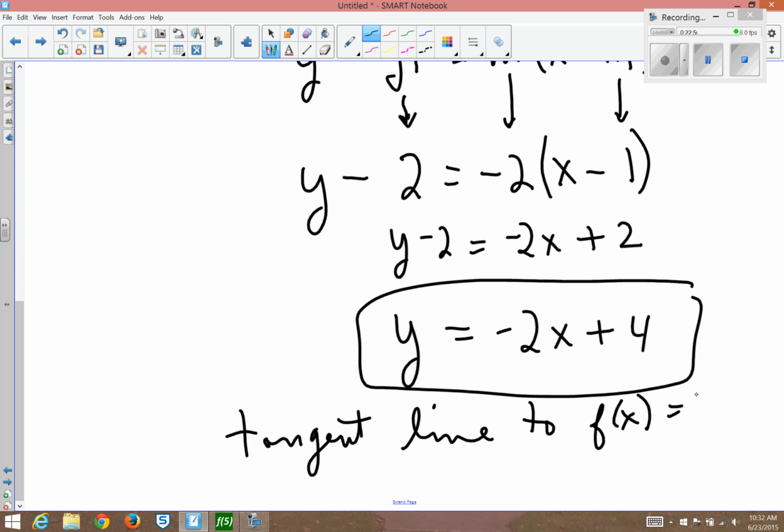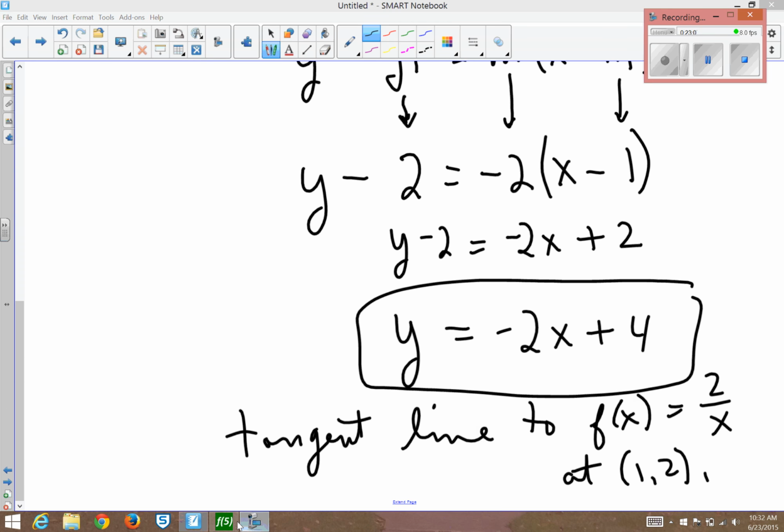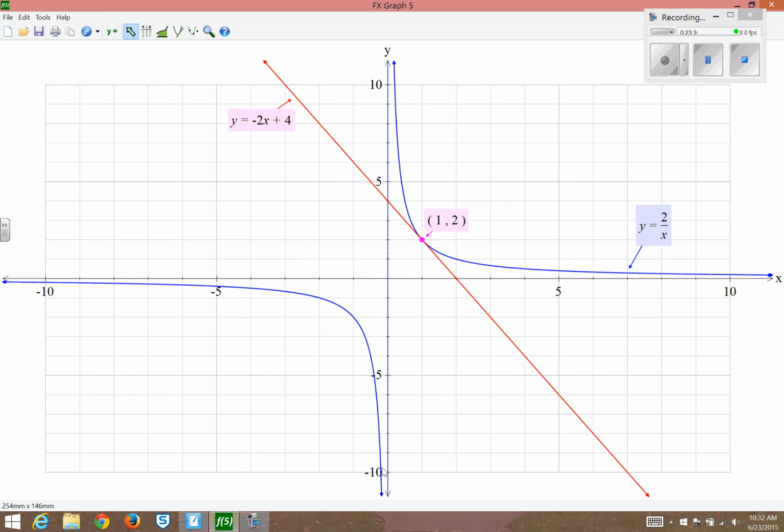F of x equals 2 over x at the point 1, 2. This is what that looks like. F of x equals 2 over x is blue. The answer we just got, y equals negative 2x plus 4, is red. We call this line the tangent line. Tangent means touching. The line is touching f of x equals 2 over x at 1, 2. Tangent or touching.